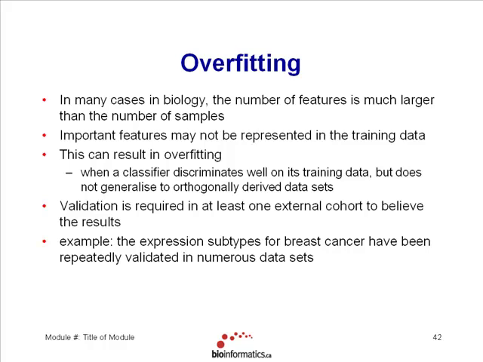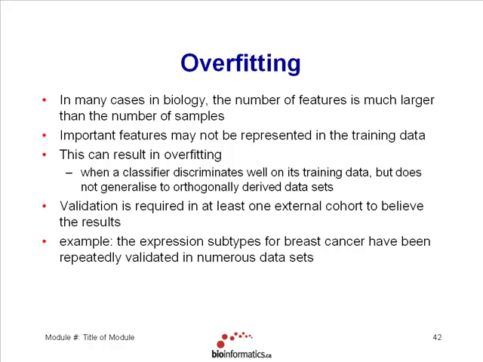So just some words on overfitting. In many cases in biology, again, the number of features is much larger than the number of samples. At the end of the day, important features just may not be represented in the training data, and this can result in overfitting. So overfitting happens when a classifier discriminates well on its training data, but does not generalize well to external cohorts or orthogonally derived data sets.